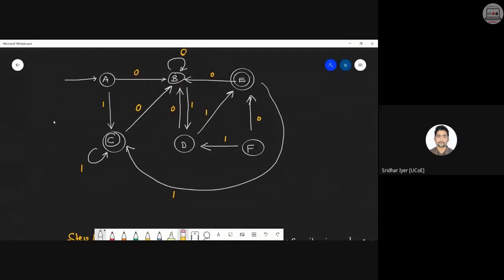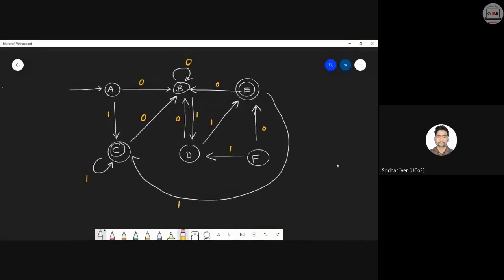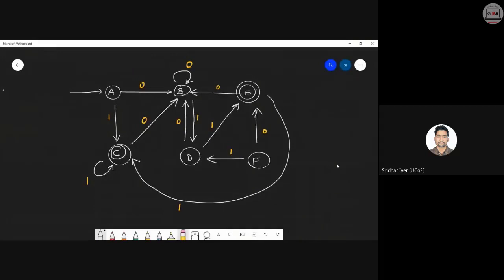This is your diagram. So can you tell me which is the state which is not reachable from the start state? By looking into the diagram, which is the state that is not reachable from the start state, directly or indirectly? Which is that state? D is reachable because we can reach D via B. Only F. You can see that F doesn't have any incoming transitions.